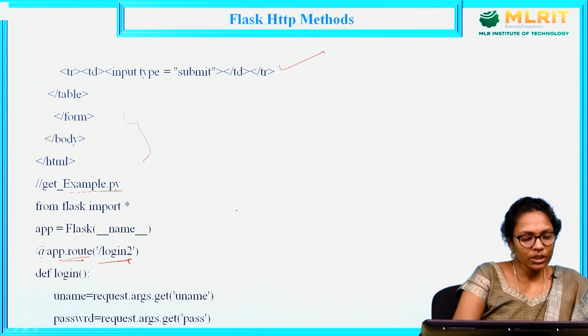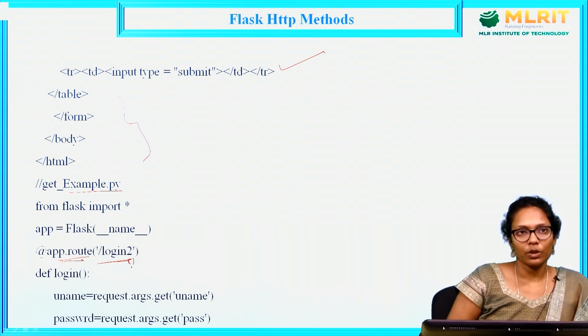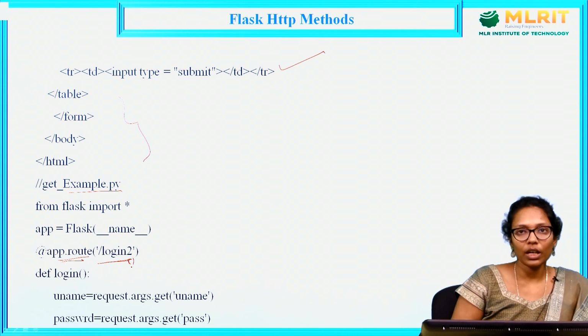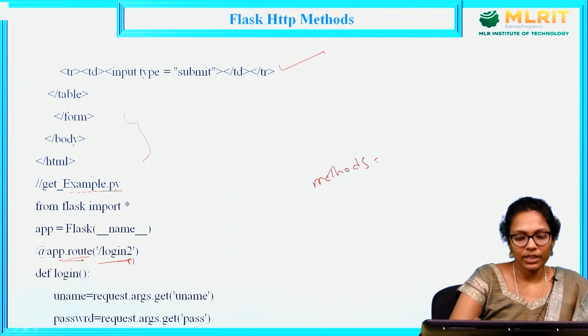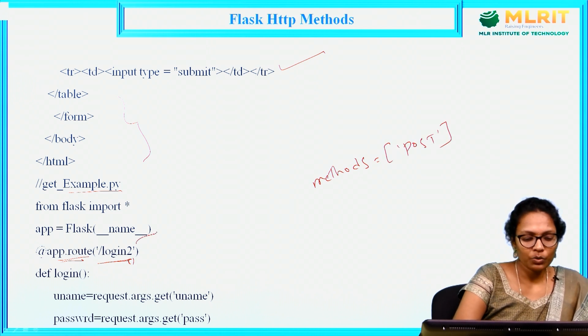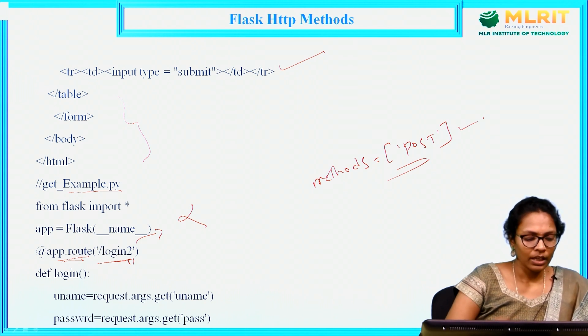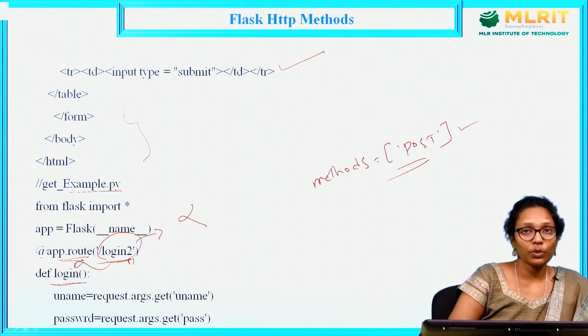Coming to the second attribute in the route method: in the previous example, we used another parameter called methods equal to post. But here I'm not using any method, because the default method itself is get. I don't need to specify that. Only if it is a post method do you need to specify it. For this URL, the login method will be executed.